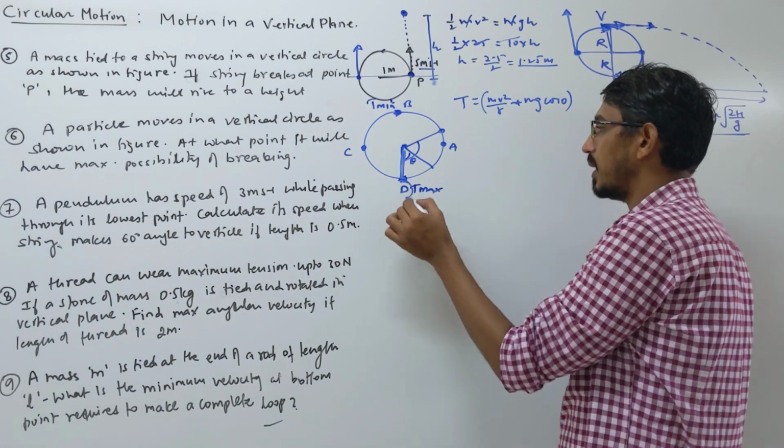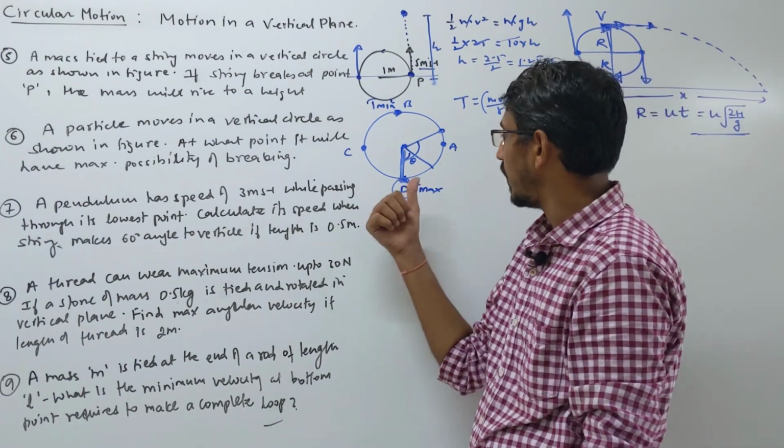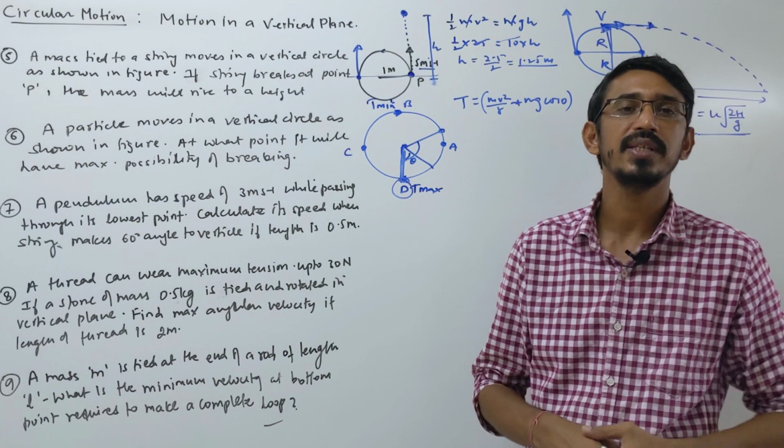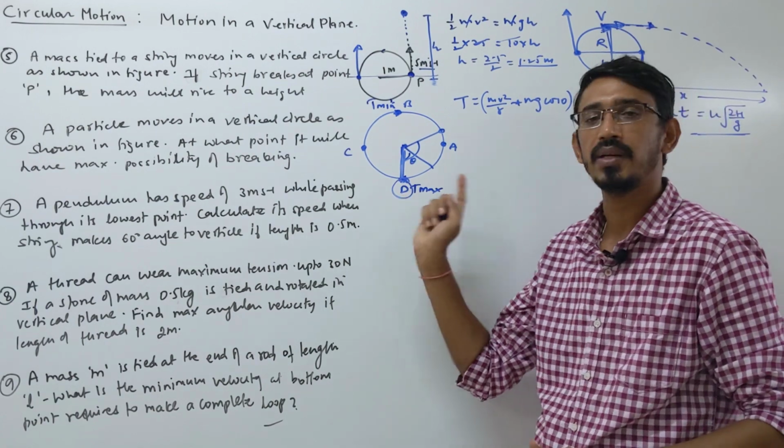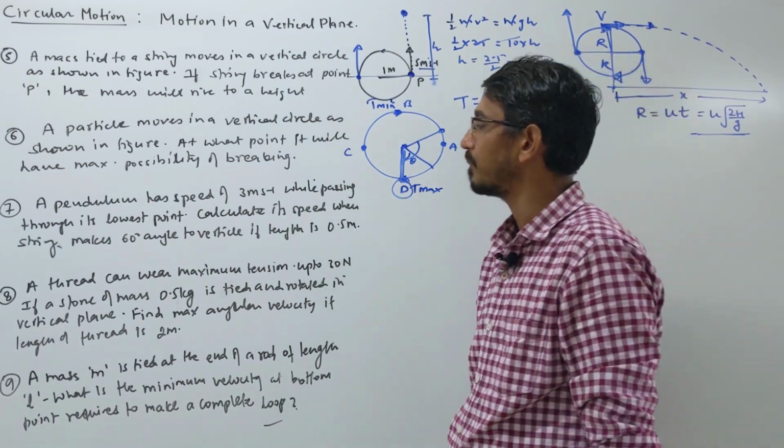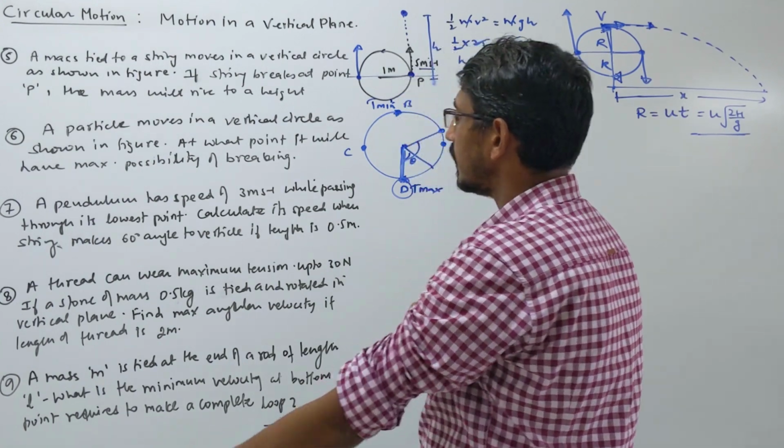So the string will break at which point? This point has the maximum possibility of breaking the string, because at this point the tension is maximum, the lowest point. Okay, let's see the next problem.